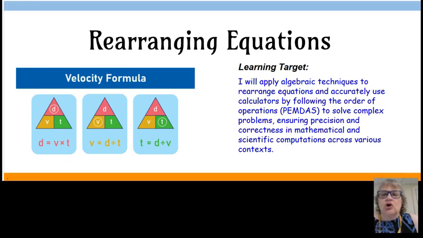Okay. So I will apply algebraic techniques to rearrange equations and accurately use calculators by following the order of operations, or PEMDAS, to solve complex problems, ensuring precision and correctness in mathematical and scientific computations across various contexts.